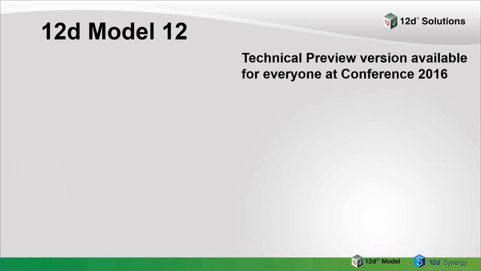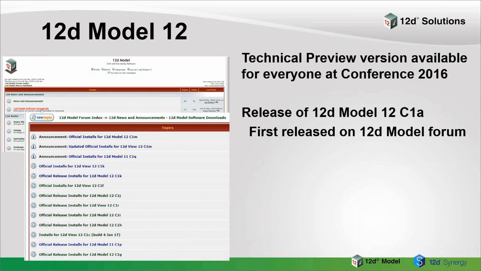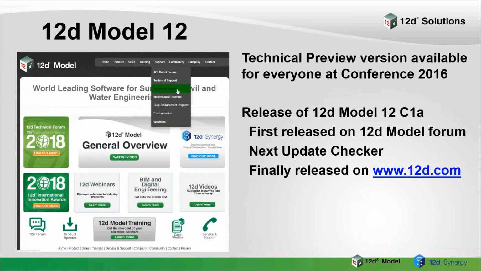So first I'll just mention 12D Model 12 and how it was rolled out, because 14 will be similar. Basically, when people came to the conference in 2016, they were able to get the technical preview version, and so they could check that out before we released 12D Model C1A. And the first place we release these things is on our forum, the 12D Model Forum. So if you're on there, you'll see it first, and the technical release version information will be up there as well. We then turn on the update checker. We usually leave that a little while just to see in case there's any real big problems, and we finally put it on our website.